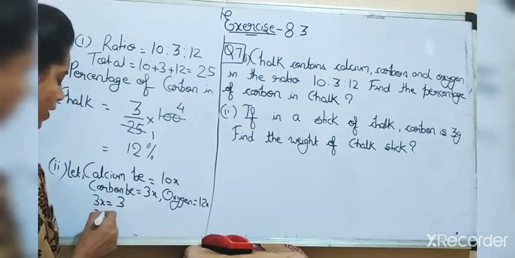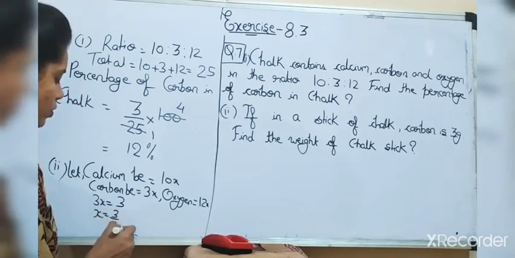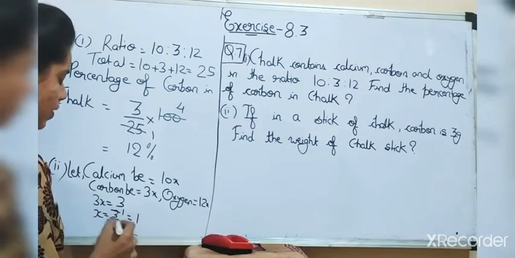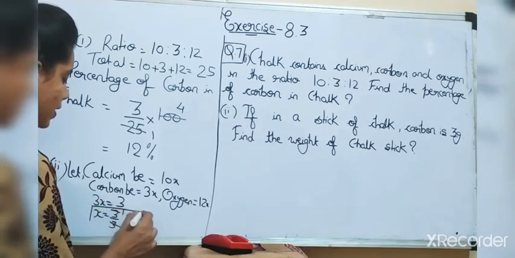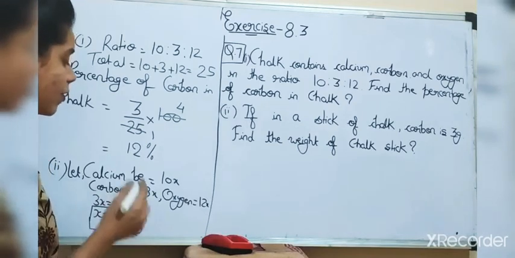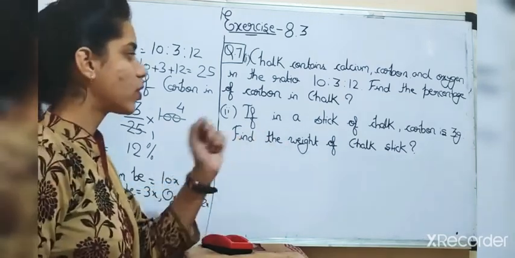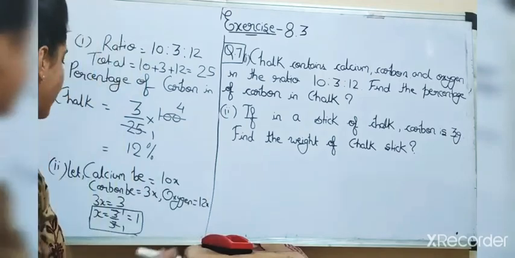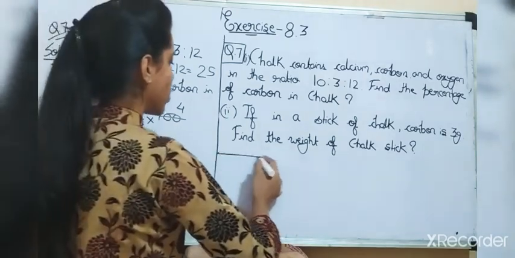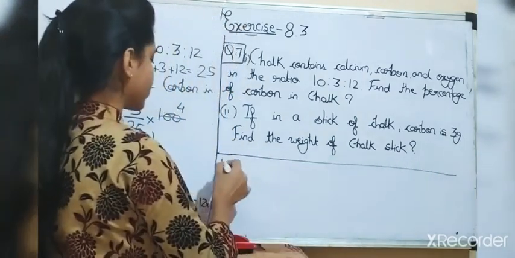So the value of x will be 3 by 3, which will be equal to 1. So the value of x is 1. Now find the weight of chalk. So we have to find out the total weight of the chalk. I will solve here.